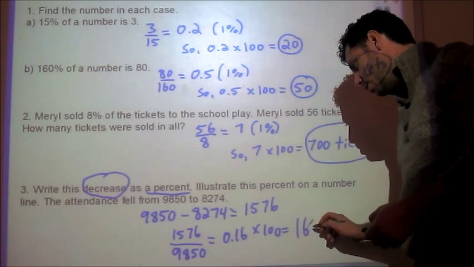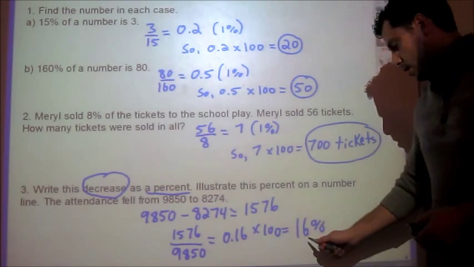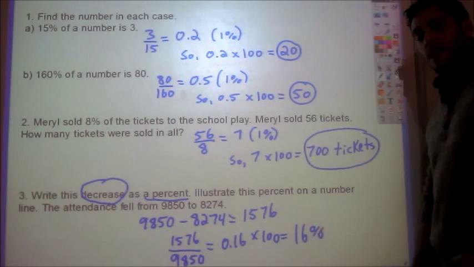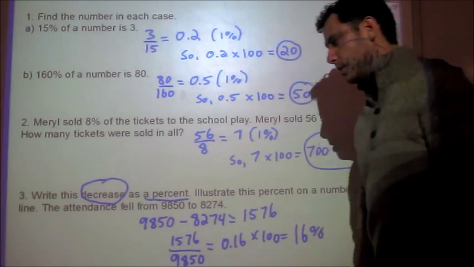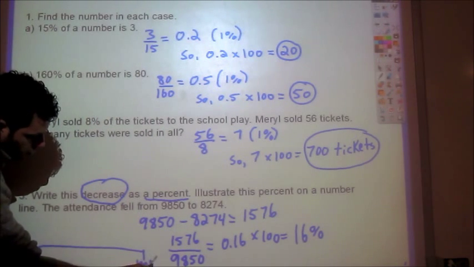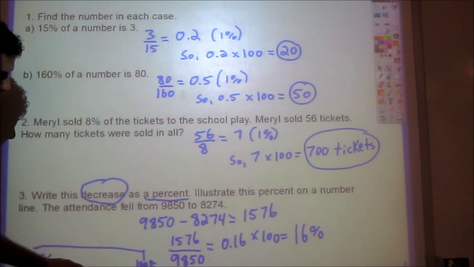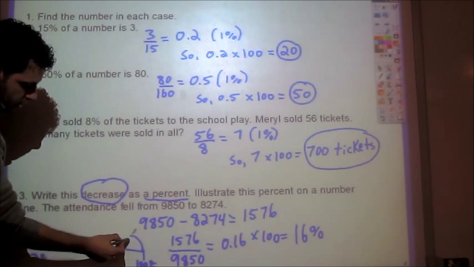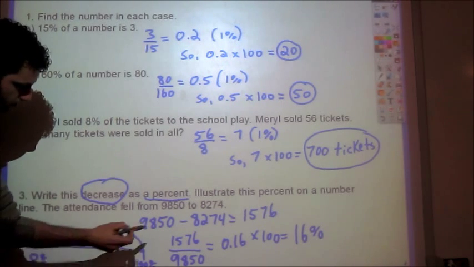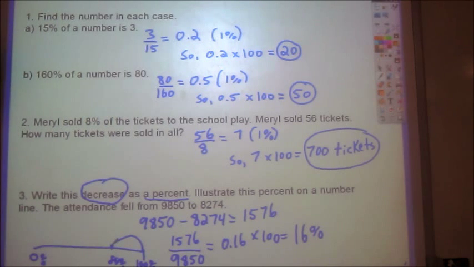Okay, and to convert a decimal into a percent, we multiply by 100. So the decrease is 16%. And this can be illustrated on a number line simply by drawing a number line, 100% represented over there. This can be 0% over here. And the decrease was 16%. So 100 minus 16 is 84%. So this is a simple number line that represents the decrease in attendance.